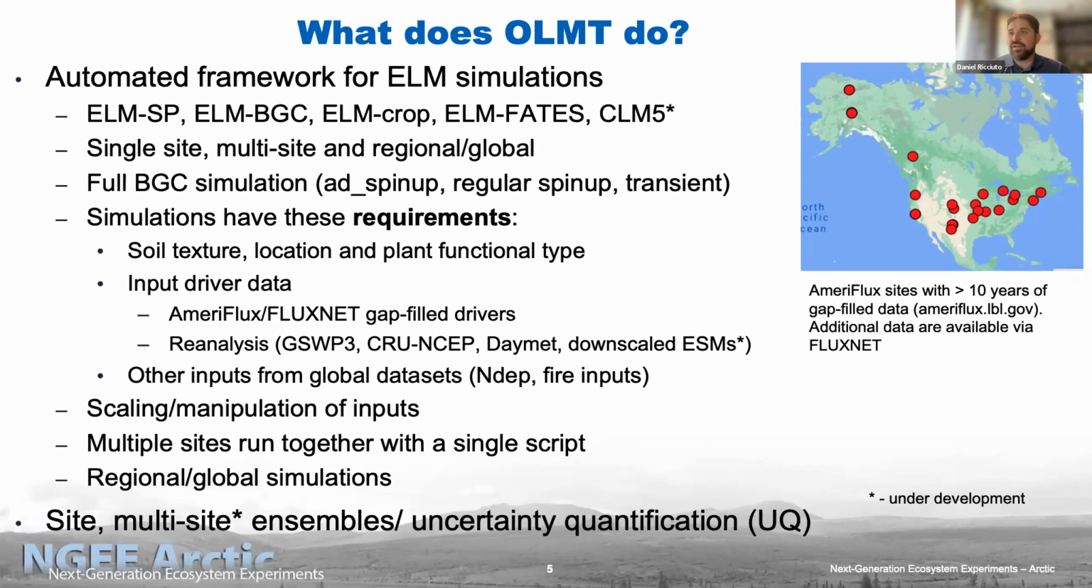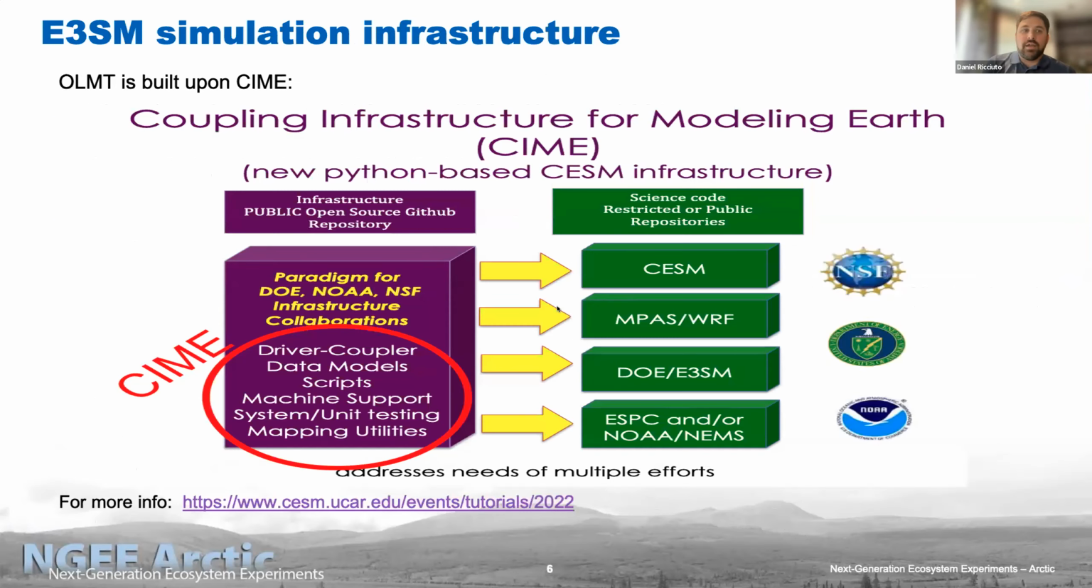OLMT can also allow for scaling or manipulation of these model inputs. We can run multiple sites together, or today, regional or global simulations. OLMT is based on something called the Coupling Infrastructure for Modeling Earth, or CIME, which is used in both E3SM and CESM or CTSM. That's a Python-based infrastructure, basically, that handles a lot of the underlying infrastructure the model needs to run.